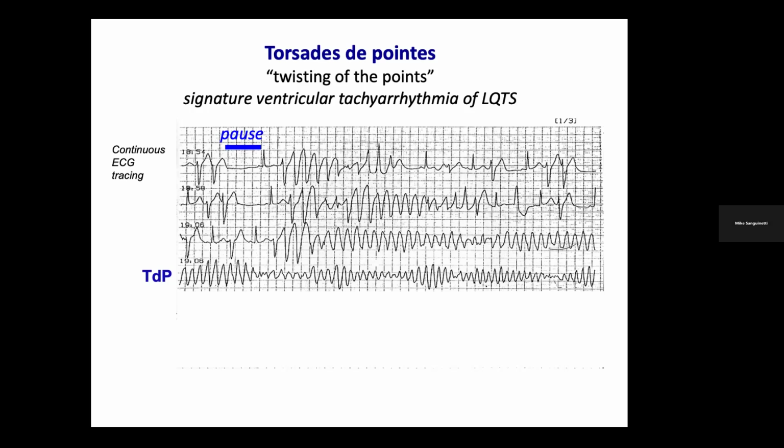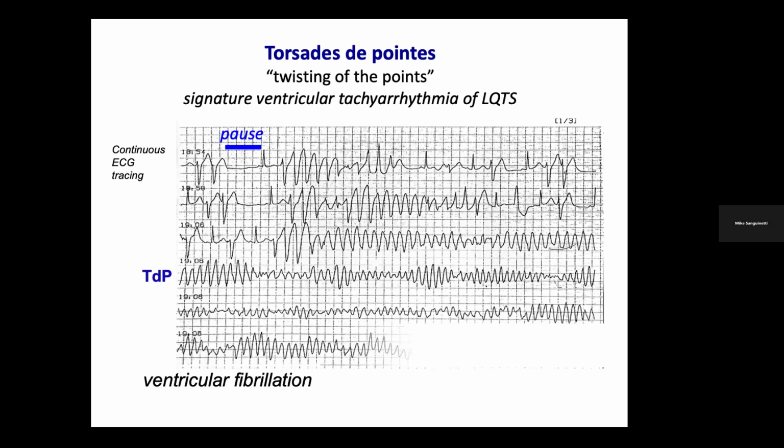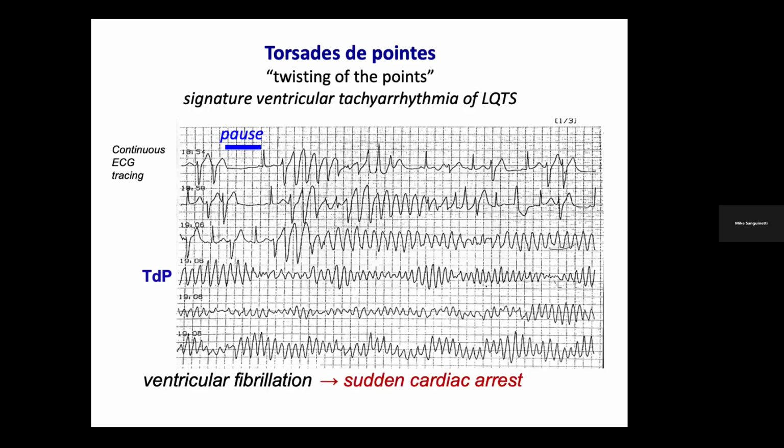So it's a very characteristic type of ventricular arrhythmia associated with long QT syndrome. This can degenerate into ventricular fibrillation, and that's what leads to sudden cardiac death. Just as often, though, the torsade can revert back to normal sinus rhythm, and the patient just has a fainting incident.